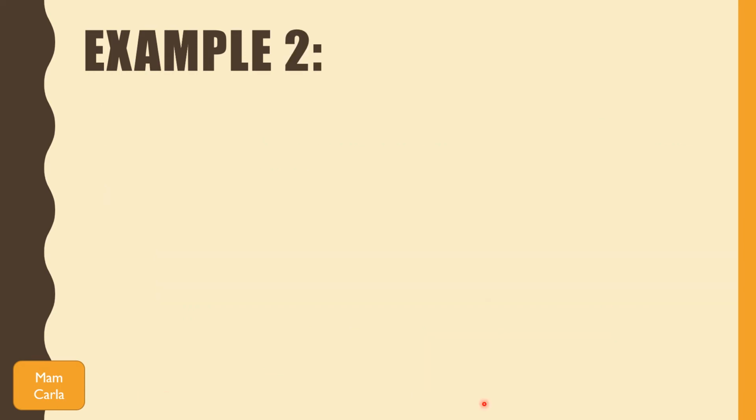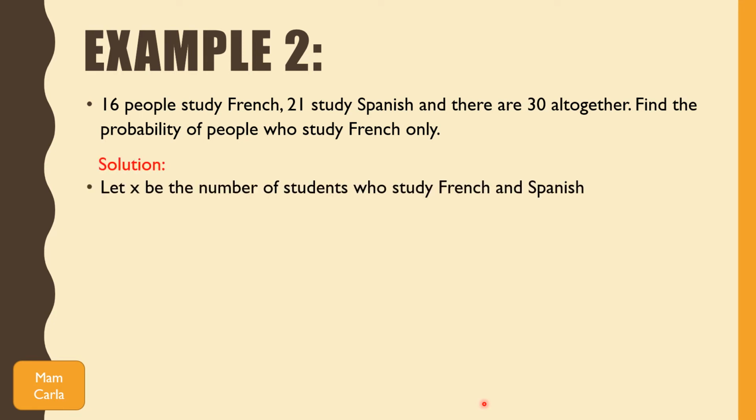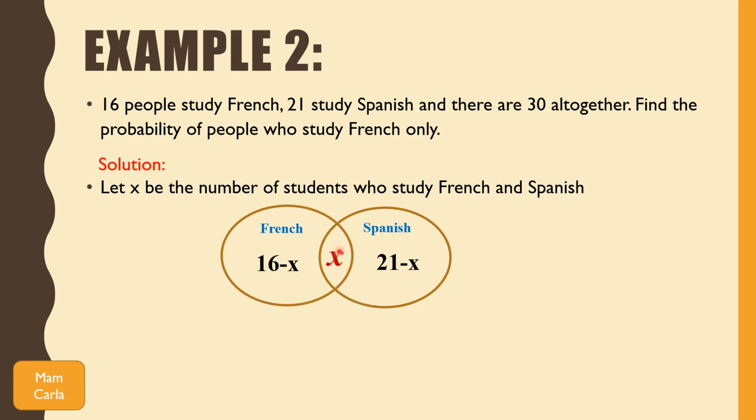Let us have another example. 16 people study French, 21 study Spanish, and there are 30 altogether. Find the probability of people who study French only. So we will be using here, let X be the number of students who study French and Spanish, and using a Venn diagram. So we are looking for X, which is the number of students who study French and Spanish.